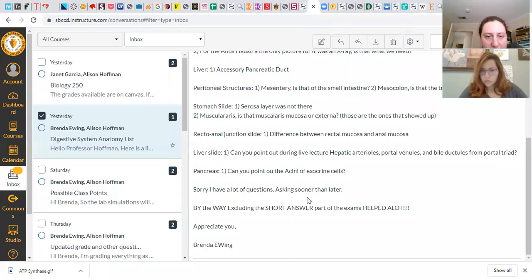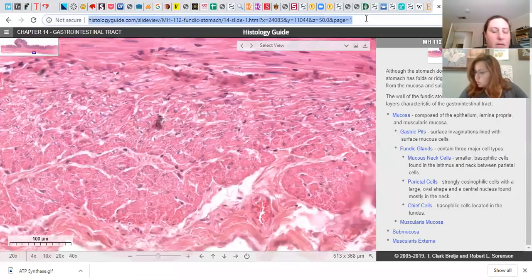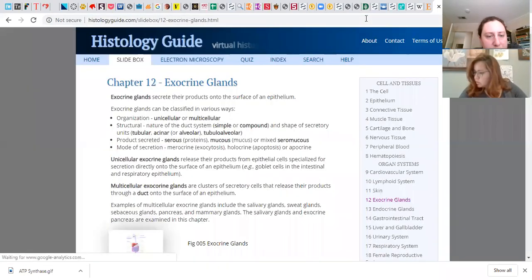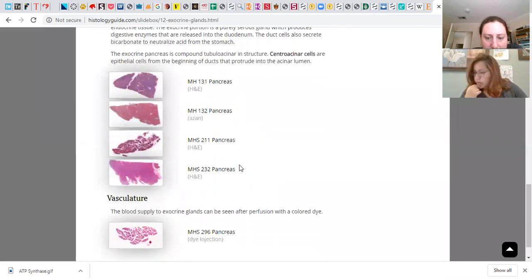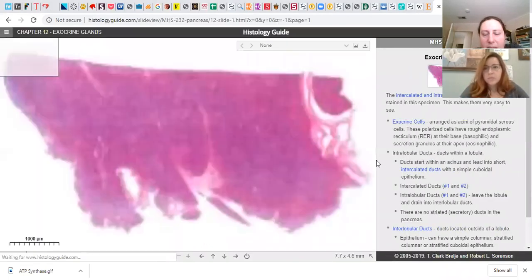Okay, let's see. All right, so that's muscle, liver, and pancreas. Okay, so the pancreas. So on the pancreas, okay, which one did I use? 232. Oh yeah, I like the staining better on this one.